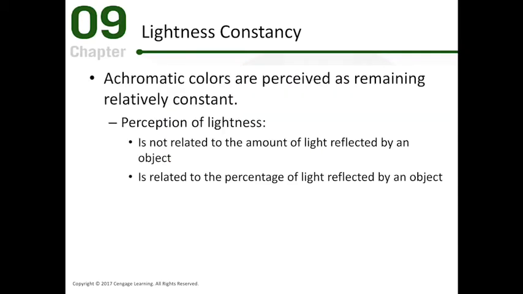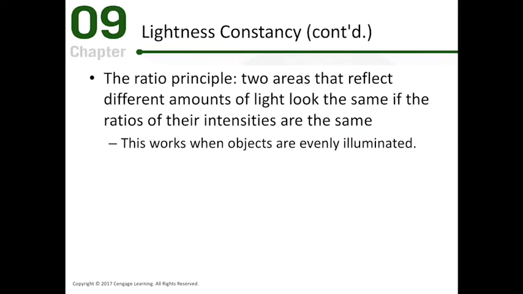Now, unlike chromatic colors, achromatic colors, what's important here is not the amount of light reflected by the object, but it's actually the percentage of light. And so again, achromatic colors are also perceived as remaining relatively constant. And one way that we can talk about this is the ratio principle. So the ratio principle is when we see that two areas that reflect different amounts of light might look the same as long as the ratios of their intensities are the same. But this only works on flat, even objects that are evenly illuminated.